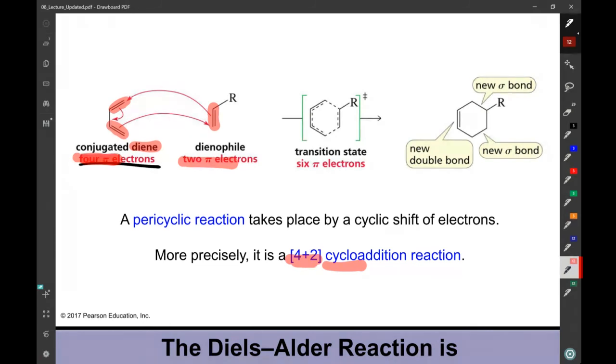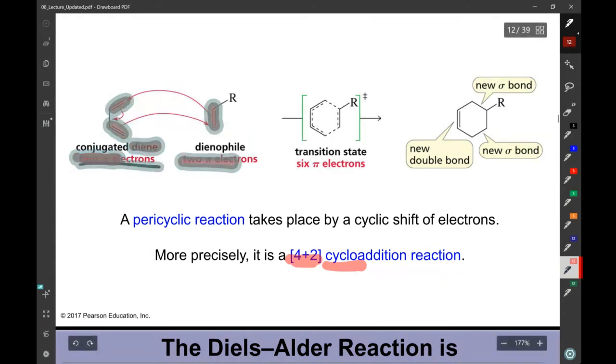Does that make sense? Dr. Zito, the arrow coming from the conjugated diene that goes to the dienophile, is that going to that carbon or is that going back to the bond? It goes to a carbon. Okay. So that's the first thing I want you guys to take note.